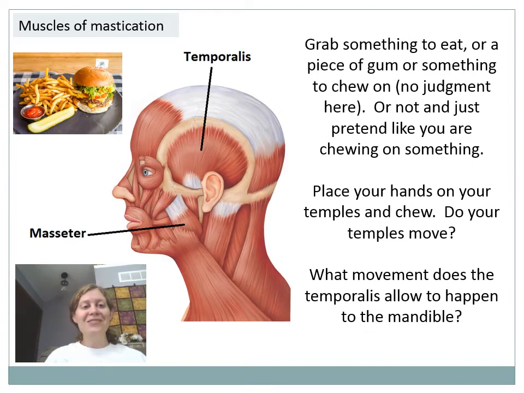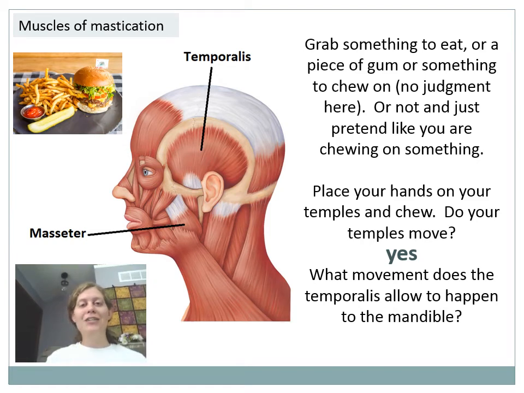All right, next ones that we're going to be looking at are the muscles of mastication. So I ask you, you can grab something to eat or chew on a piece of gum or do something or just pretend to chew. You can do that as well. What I want you to do is take your fingers and put them on your temples, okay? So your temples, and pretend to chew. Did your temples move when you chewed? Yeah, they do. Your temples move when you chew.